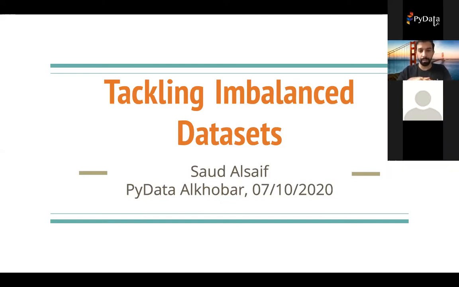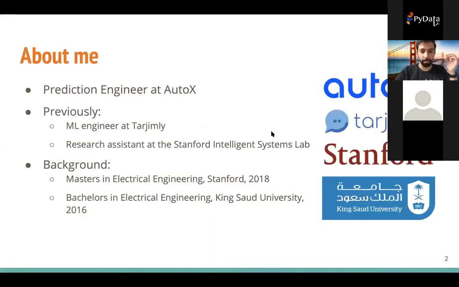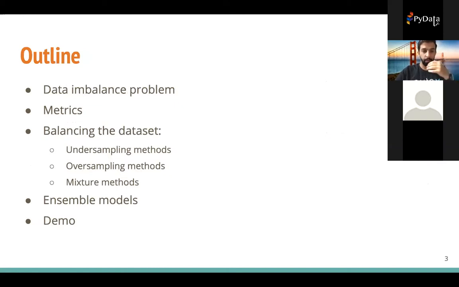Today we're going to talk about tackling imbalanced data sets. Before I start, I would like to brief about me. Like Omar said, I'm currently a prediction engineer at AutoX, where I develop prediction and decision algorithms for self-driving cars. Previously, I worked as a machine learning engineer at Turgeon. I've also worked as a research assistant at the Stanford Intelligent Systems Lab. I hold a master's degree in electrical engineering from Stanford and also a bachelor's degree in electrical engineering from King Saud University.